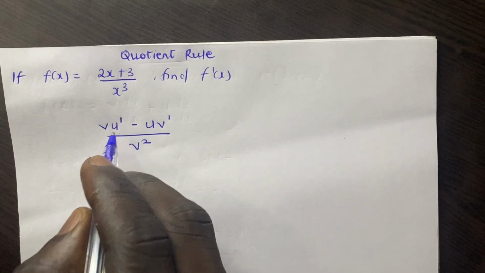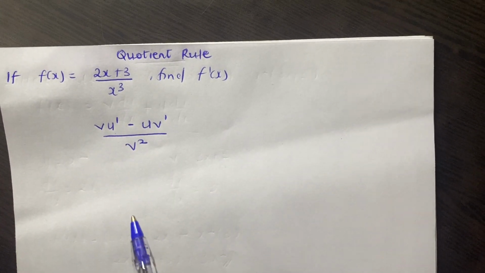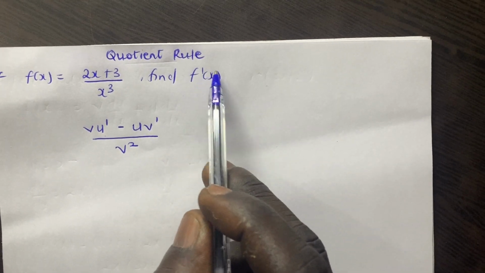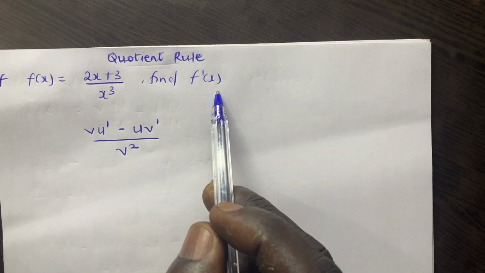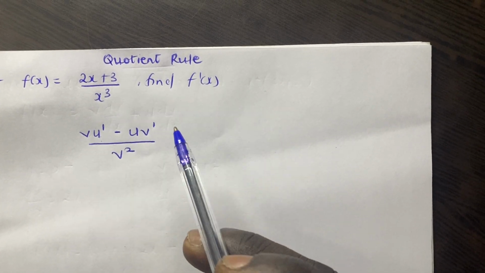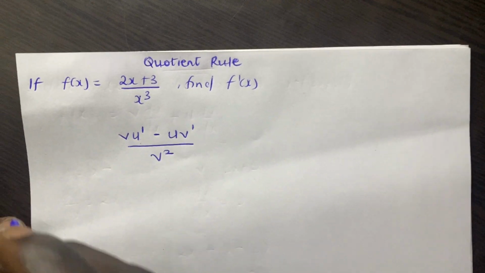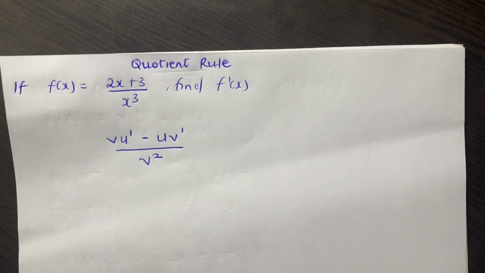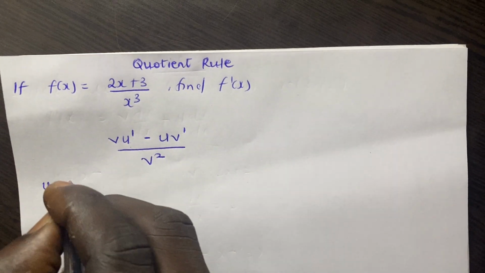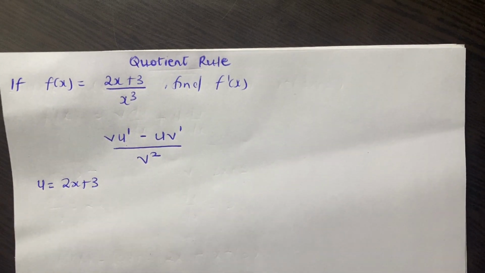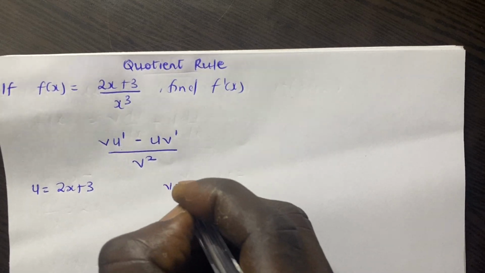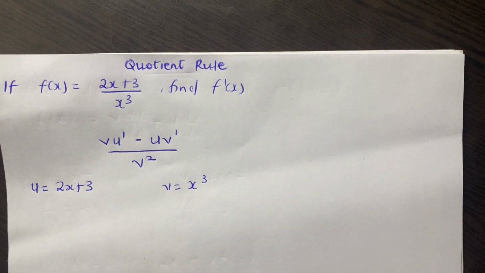So u prime here is the same as writing du dx, right? Just like we have find f prime of x here, is the same as finding the df dx, right? So that's the same thing as vu prime and then uv prime, right? So first of all, when you get a question like this, our numerator is our u and our denominator is our v, right? So we can write our u to be 2x plus 3. Like I said, your numerator is always your u, and our v is x cubed, right?